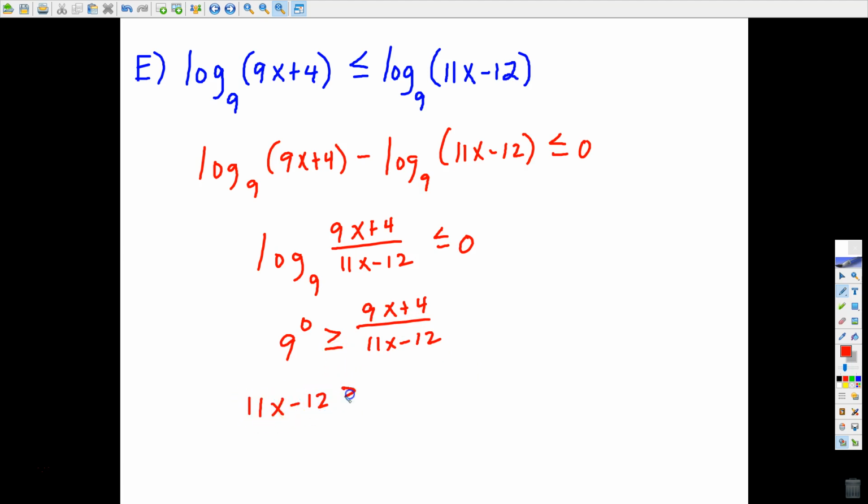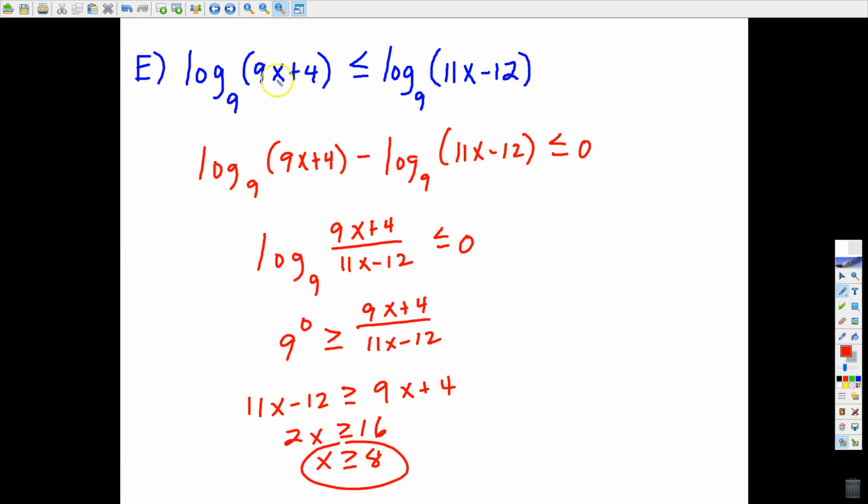11x minus 12 greater than or equal to 9x plus 4. 2x greater than or equal to 16. X is greater than or equal to 6. All right, so let's see. Not 6, 8. 16 divided by 2 is not 6. You're thinking, what in the world?